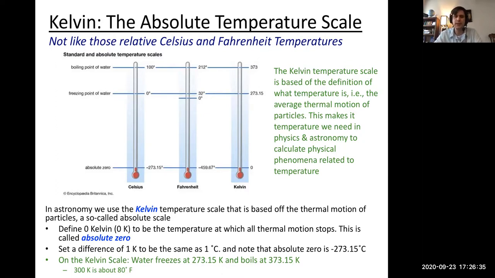And if you want a sort of waypoint, 300 Kelvin is a good number to stick in your head. It's about 80 degrees Fahrenheit. So a little bit warmer than normal room temperature. A summer's day is about 300 Kelvin. Notice that we're not using degrees Kelvin because this is an absolute scale, not a relative scale.